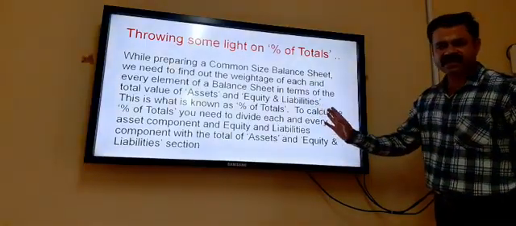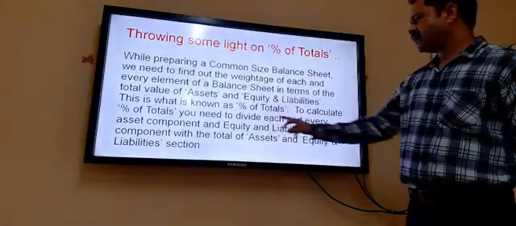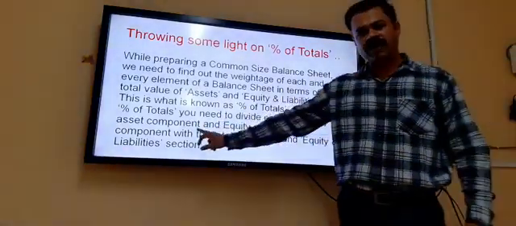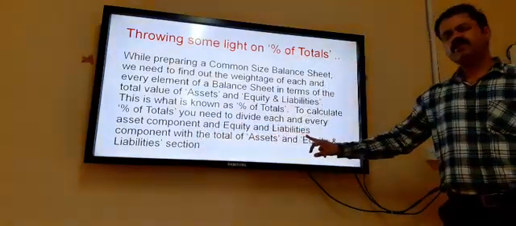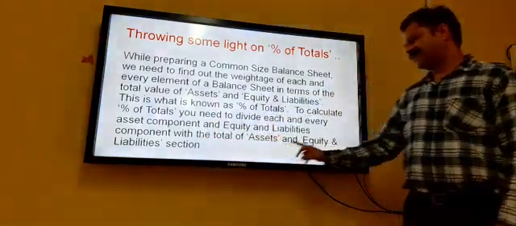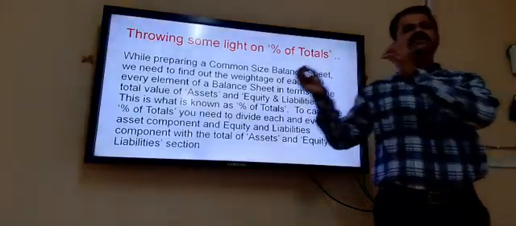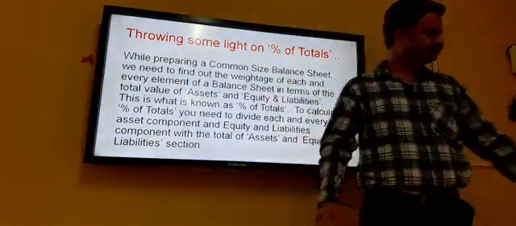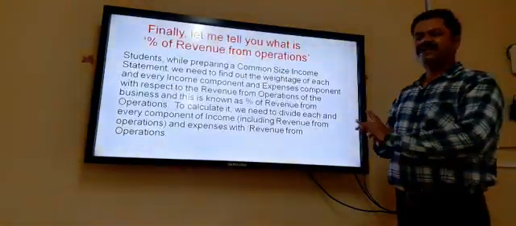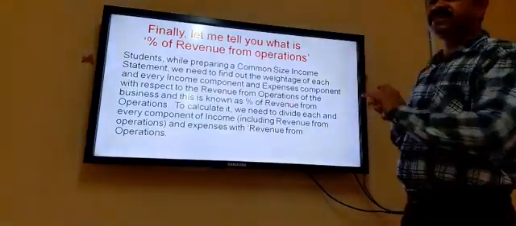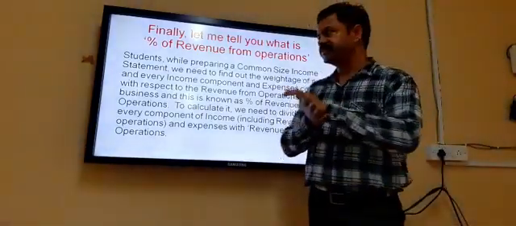To calculate percentage of totals, you need to divide each and every asset component and equity and liability component with the total of asset and equity and liability section. Clear? Now finally let me tell you what is percentage of revenue from operations.